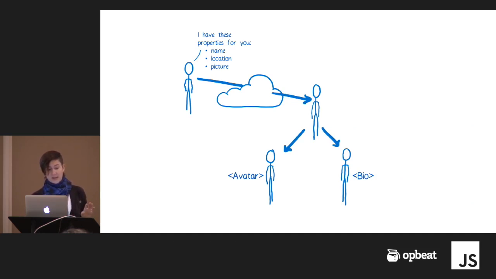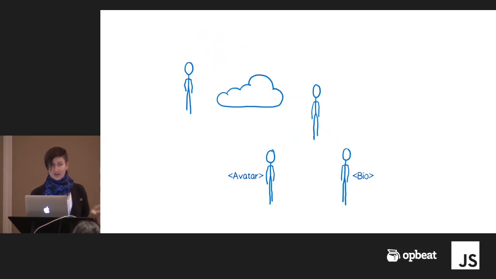The problem is, if you need to add a new property to the avatar or the bio component, or if you rearrange things, if you remove the bio component, the server doesn't know about that. You actually have to make a change in the server code at the same time as you're changing the client code. So this is coupling.